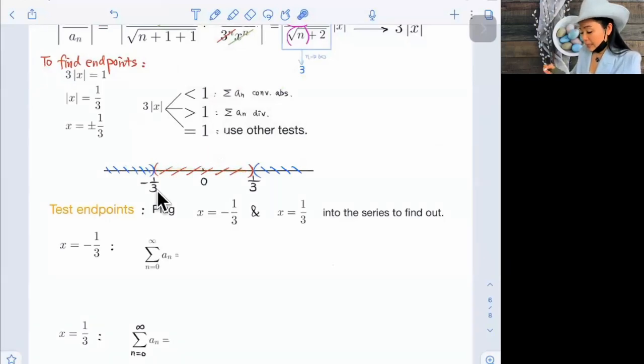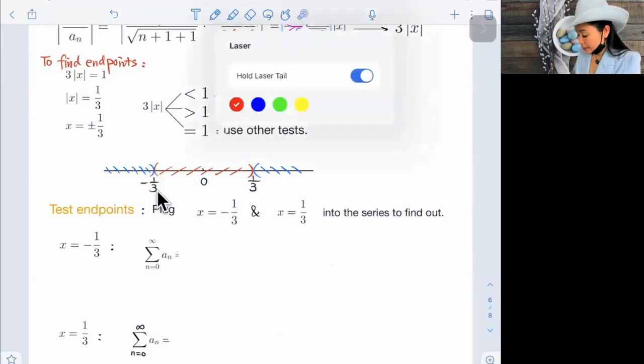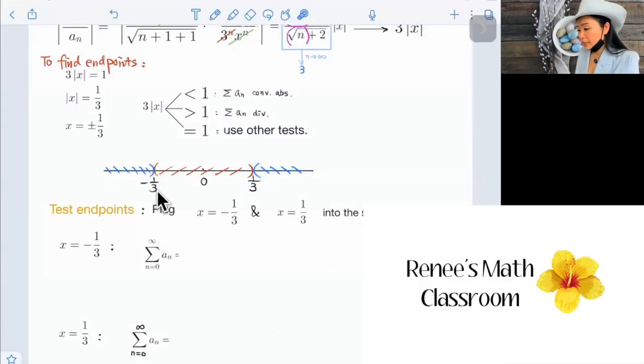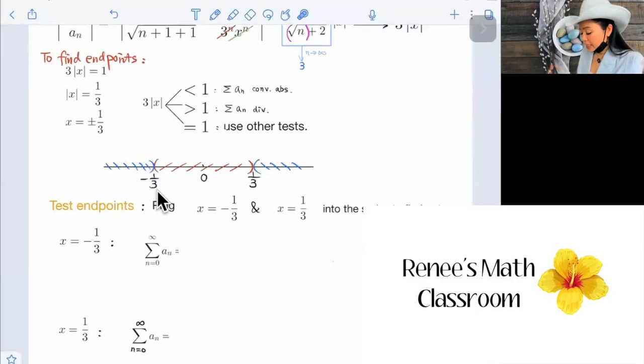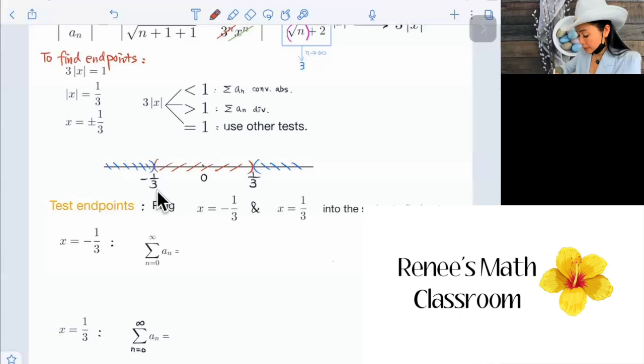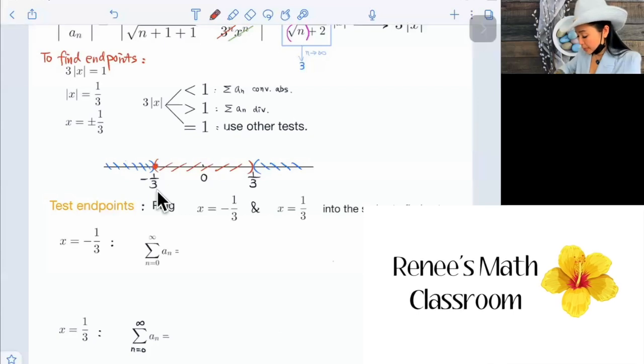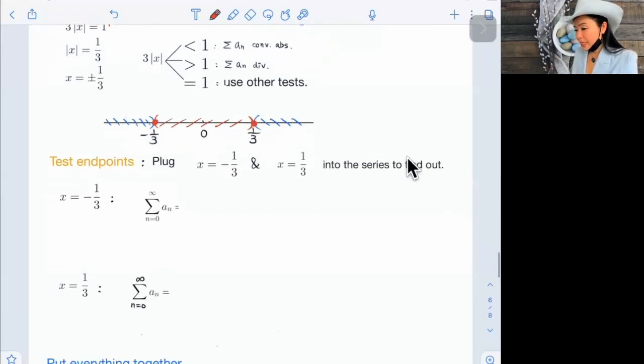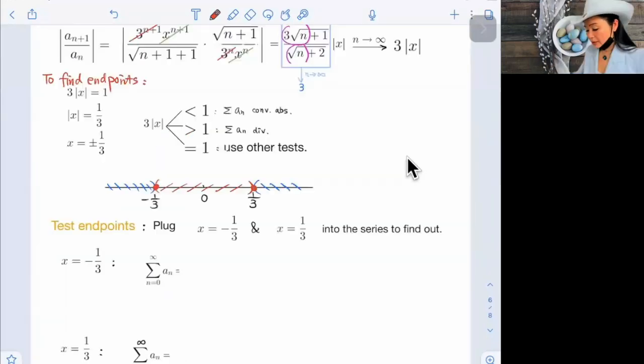Okay. And outside here and here, it is going to diverge. But the only thing here is we need to test the endpoints. So we want to see what happens at this end and this end. The way we do it is we're going to plug in the number. So if I plug in x equal to negative 1/3, what happens to the series? What does it equal to?